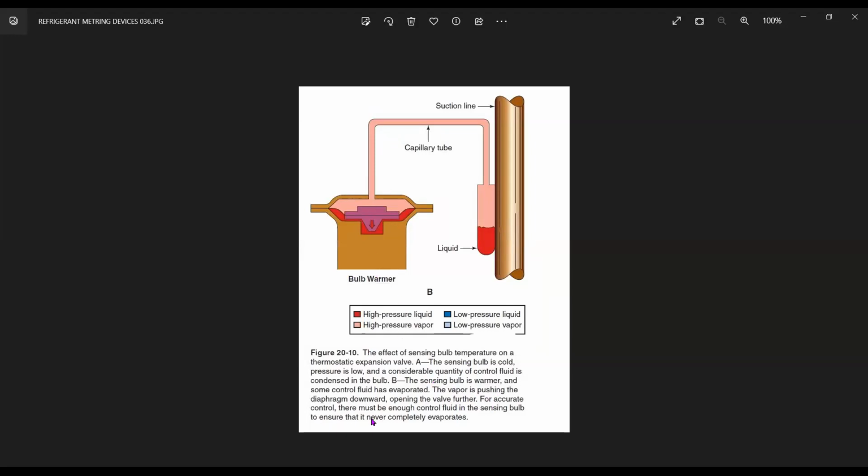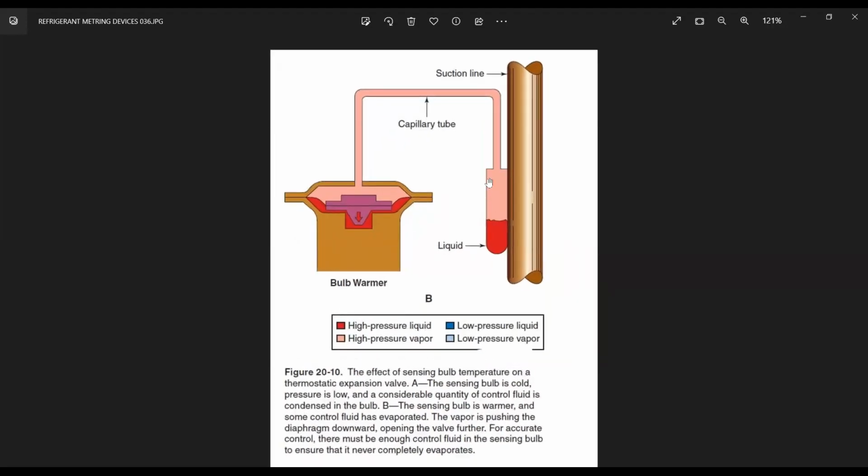Okay, for accurate control, therefore, there must be enough control fluid in the sensing bulb to ensure that it never completely evaporates. So one time I was seeing one question is also there. The one sir, I think it was by Vijay Yadav. Okay, what is the fluid inside this? What is the fluid inside this? Is the sensing fluid the same refrigerant, sir? Same refrigerant which we are using.